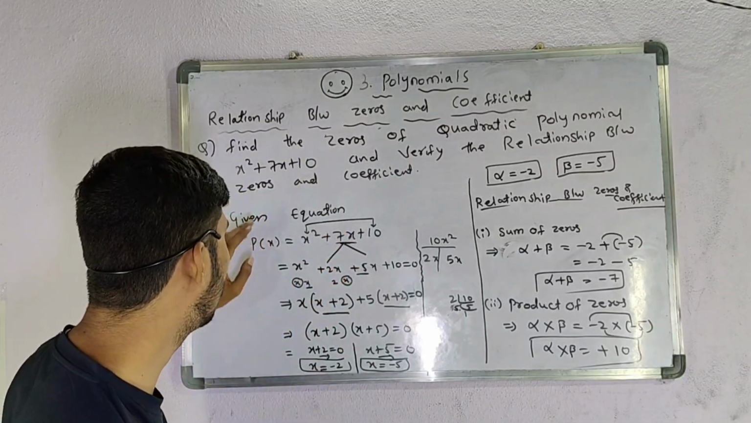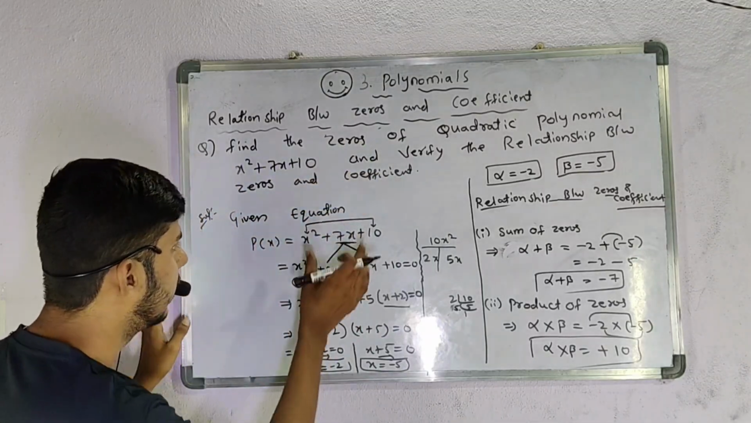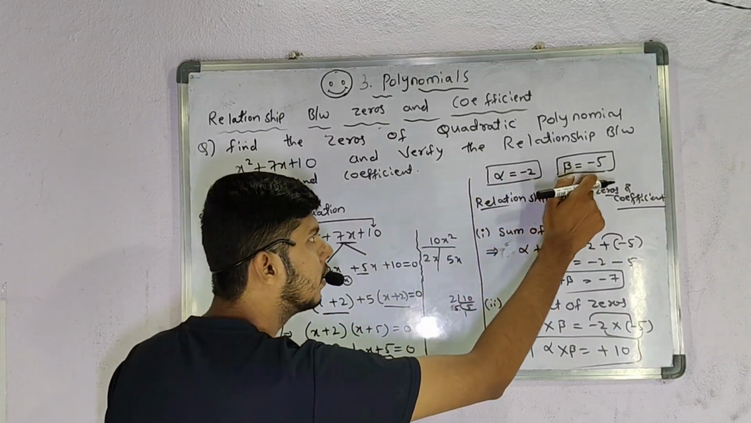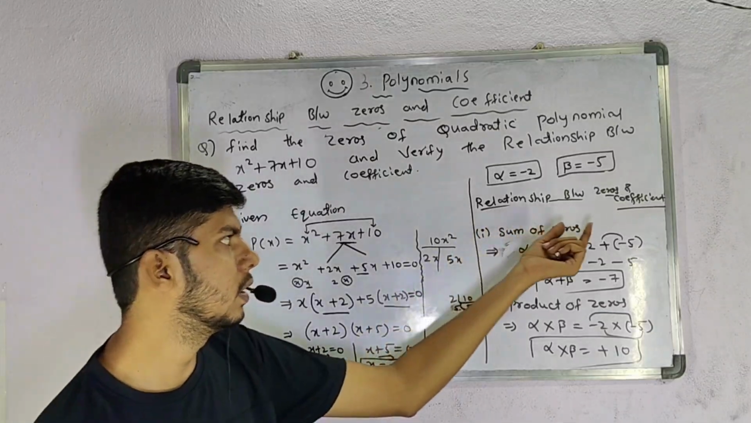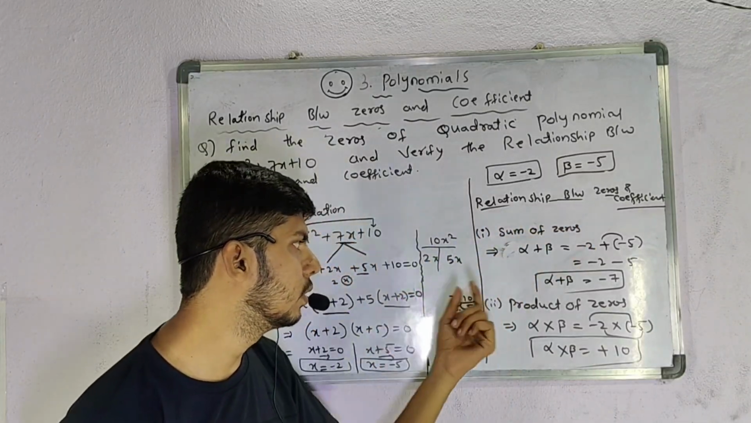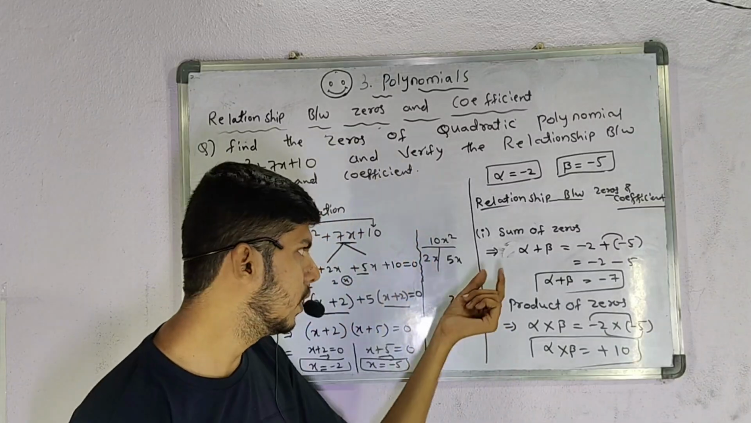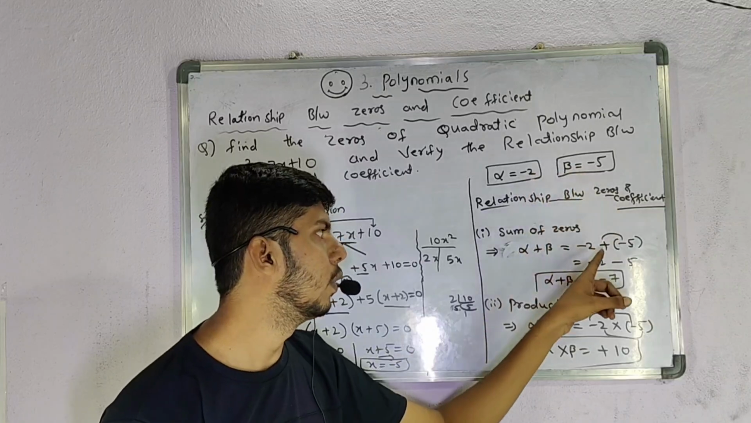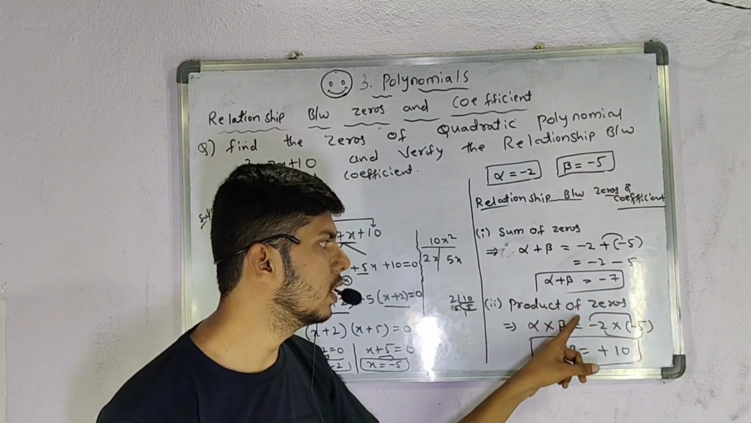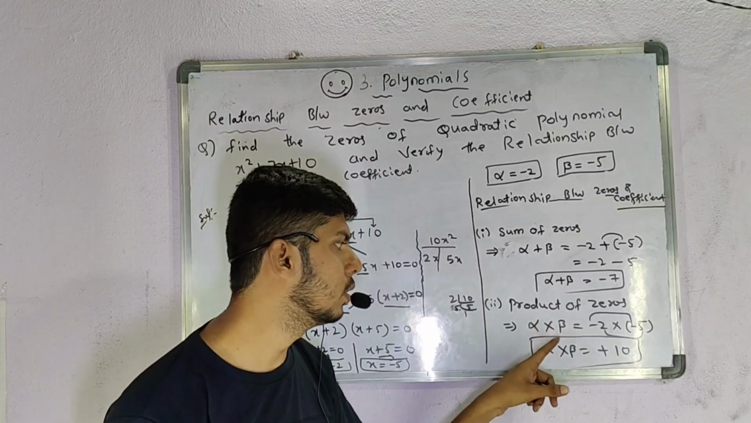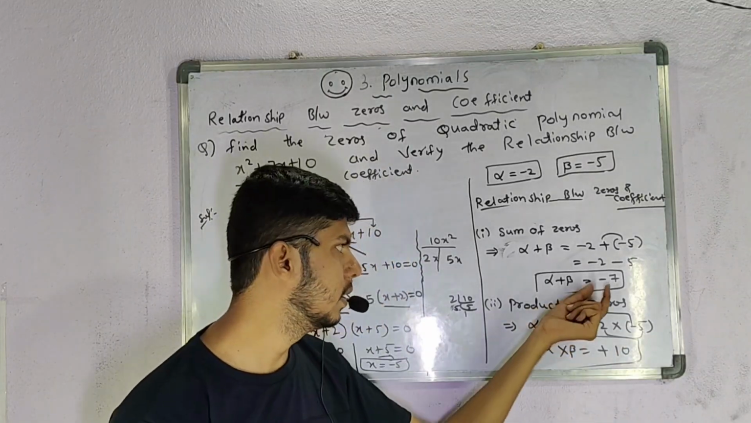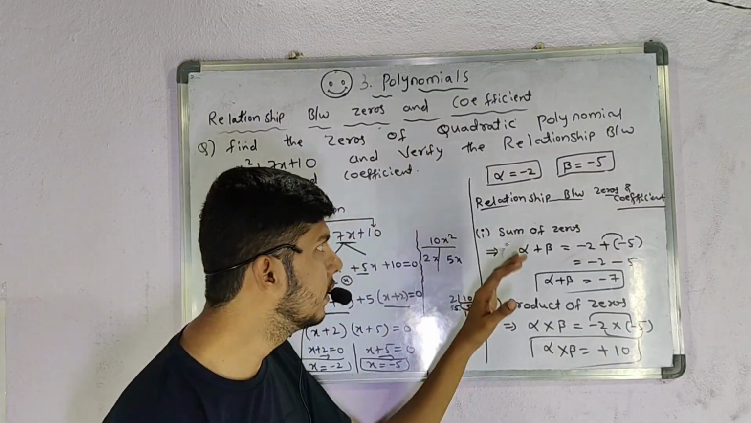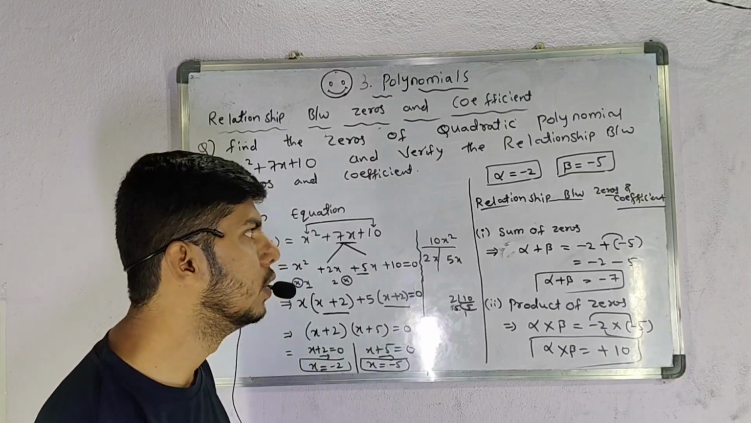First, an equation is given and we have to find the zeros. After finding the zeros, we take one as alpha and another as beta. To find the relationship between zeros and coefficient, first we find the sum of zeros, alpha plus beta, by adding these two values, and we get minus 7. Next, the product of zeros, by multiplying these two zeros, we get plus 10. So minus 7 is the sum of zeros and plus 10 is the product of zeros. Like that you have to find out the relationship between zeros and coefficient.